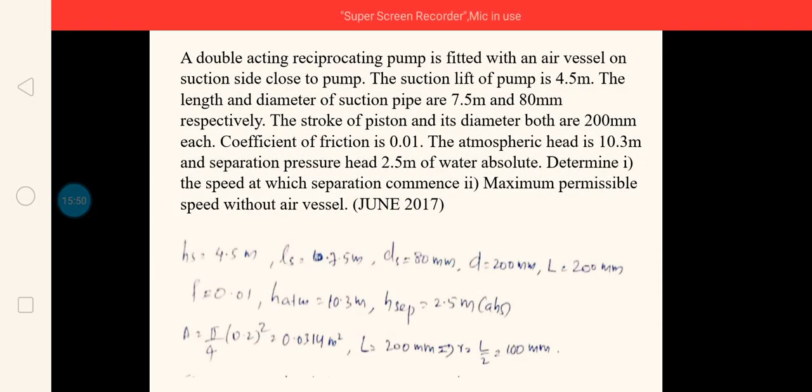Now we will see a problem. A double acting reciprocating pump is fitted with an air vessel on the suction side close to the pump. So the air vessel is fitted to the suction side. The suction lift of the pump is 4.